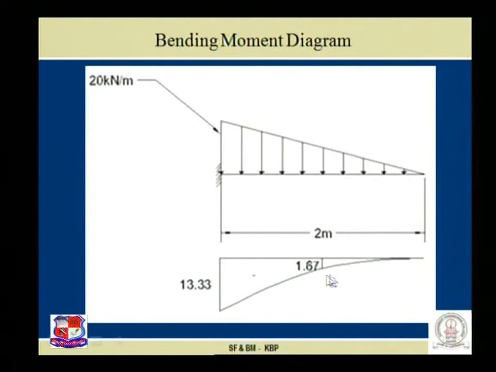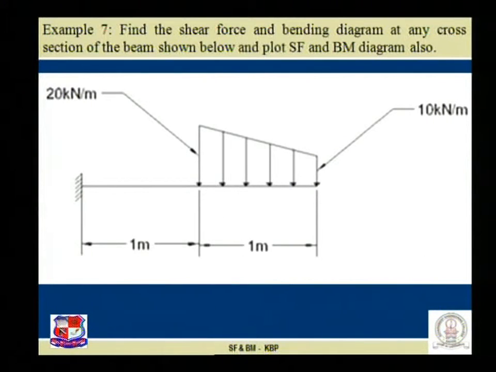0, 1.67 and 13.33 joined by cubic parabolic nature. So now we have seen the cantilever beam with three different kinds of loading: point load, UDL and uniformly varying load. Let us go with the next problem.